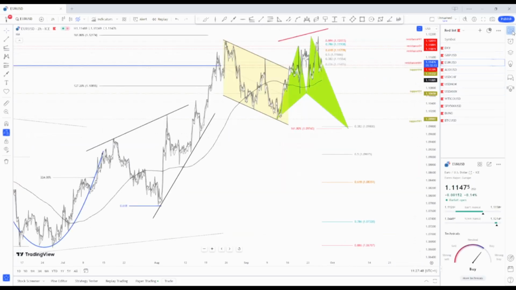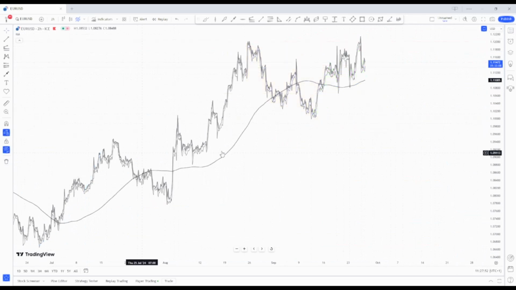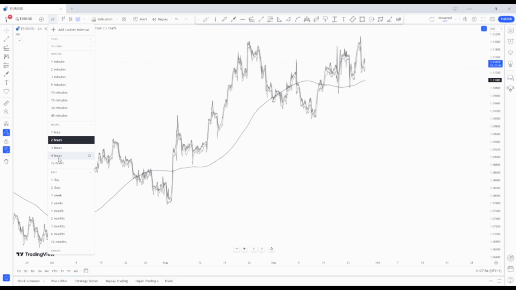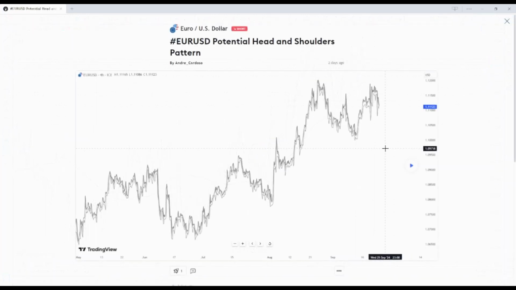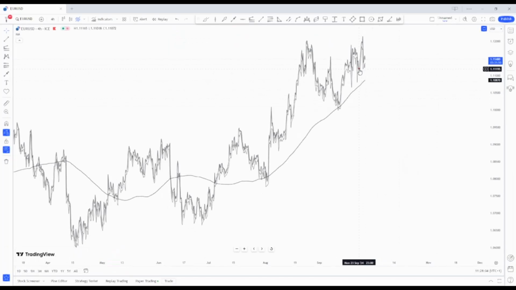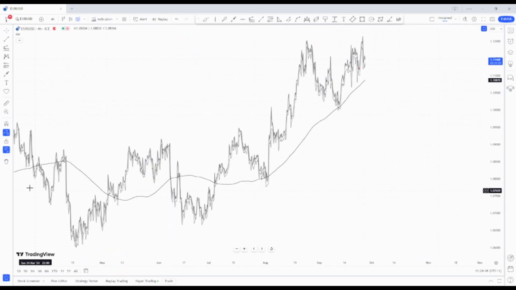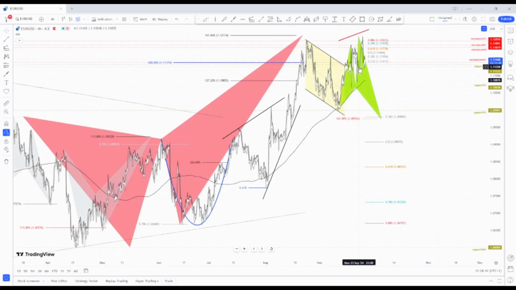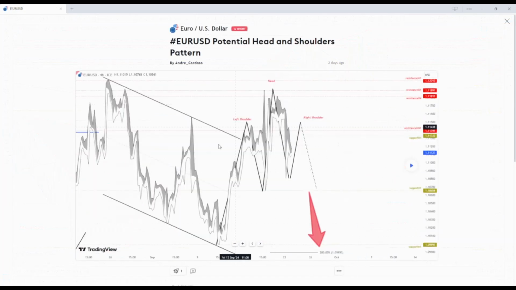Euro versus the dollar, we discussed it before, the possibility to unfold into a head and shoulders pattern formation. I published this potential or eventual pattern before. We expected the formation of the head and shoulders pattern, but it failed. I'm not sure why it's not loading my drawings. Let me try this way. Okay, I published this as a potential or eventual head and shoulders pattern.